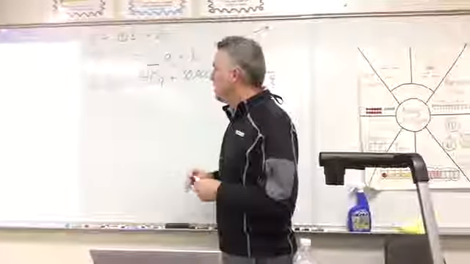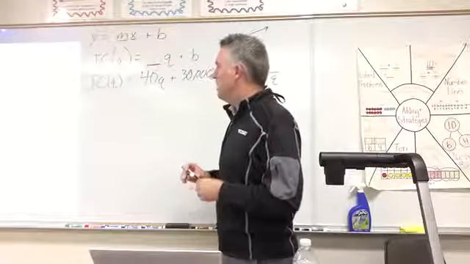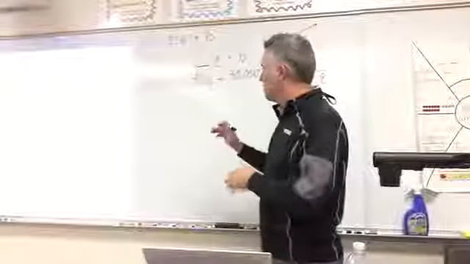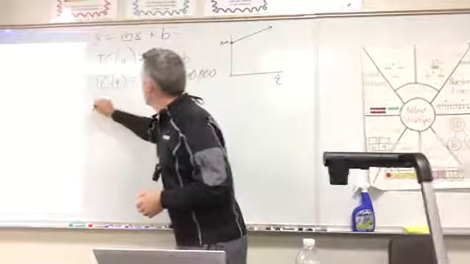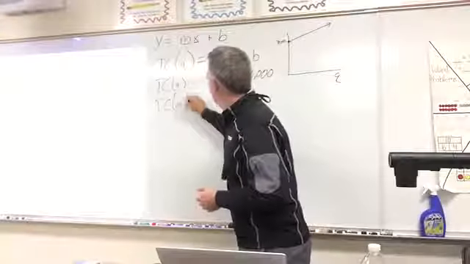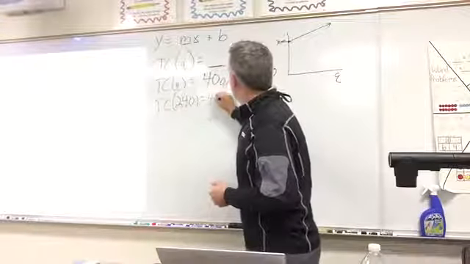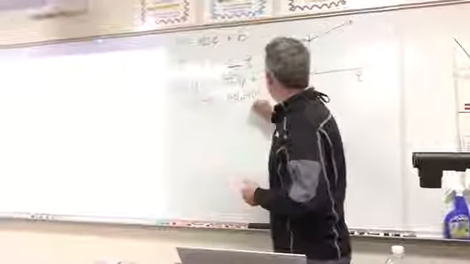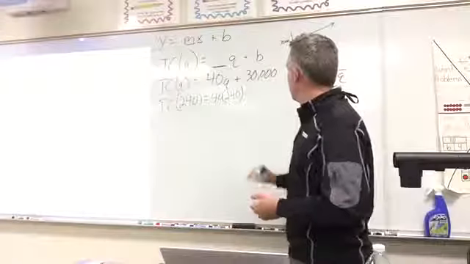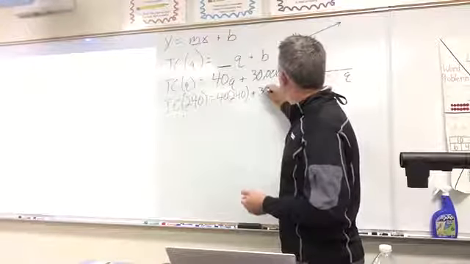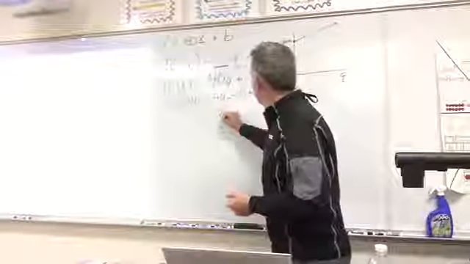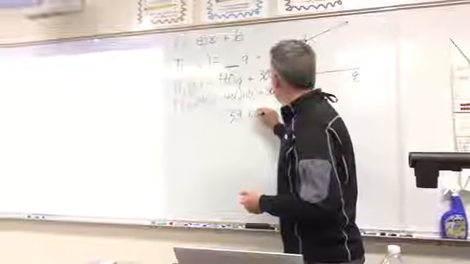Now they asked what the total cost would be if you produce 240 wheels. 240 represents the Q. So the total cost of 240 would be 40 times 240. I'd pull out my calculator for that and get 9,600, plus the 30,000 it cost me to start with. So I think it's $39,600. Is that what we got?